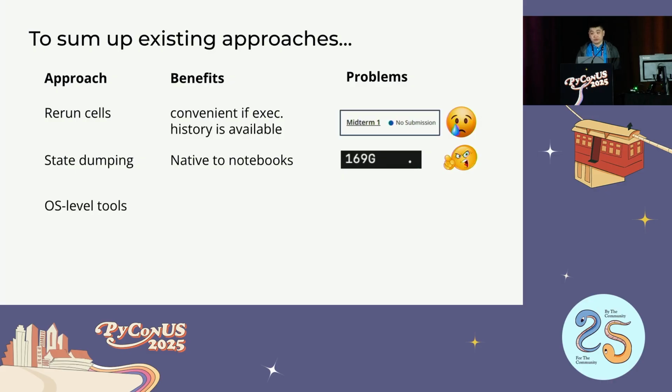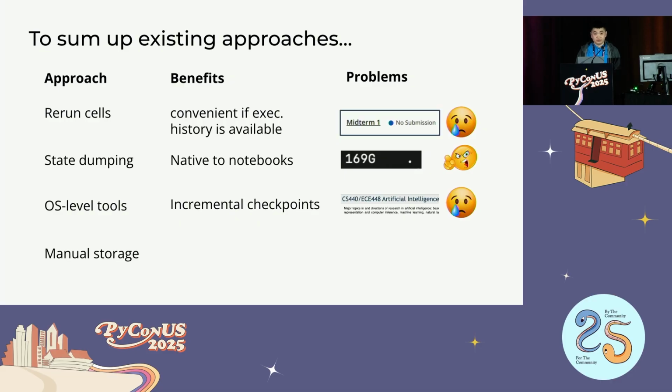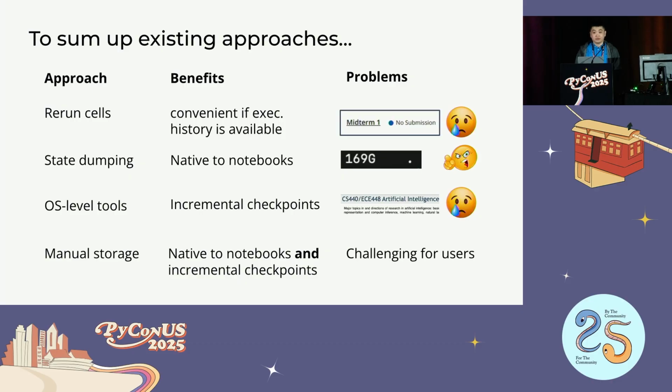The third approach is to use OS-level tools to checkpoint the entire notebook server. And the benefit of doing this is that checkpoints can be made incrementally. And the problem is that it doesn't work with many of the libraries that notebook users want to be using nowadays. And finally, the big brain approach of manual storage. It has the benefits of both being native and also being able to create incremental checkpoints. But the problem is actually challenging for users to perform correctly. But as it turns out, this limitation of manual storage is actually the least fundamental out of the four.